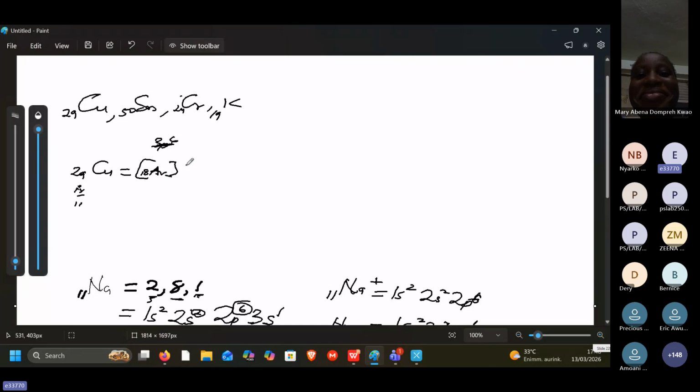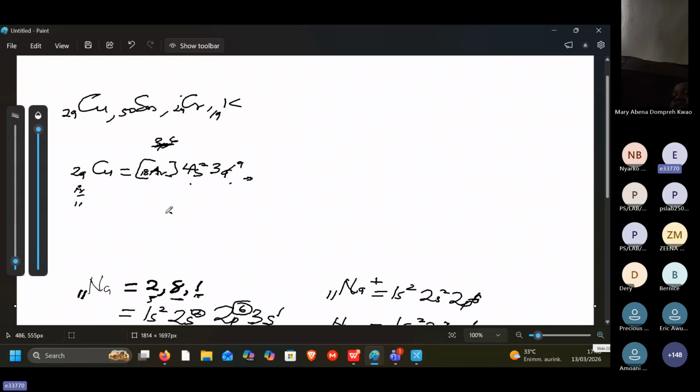Then we'll now go to 4s 3d. Don't forget the Aufbau principle. We'll fill the 4s before filling the 3d. In this case, when we are filling, we'll be tempted to fill 4s2 and then 3d9. Now, I want to draw attention to something. If you are following procedure, this is how it should look.